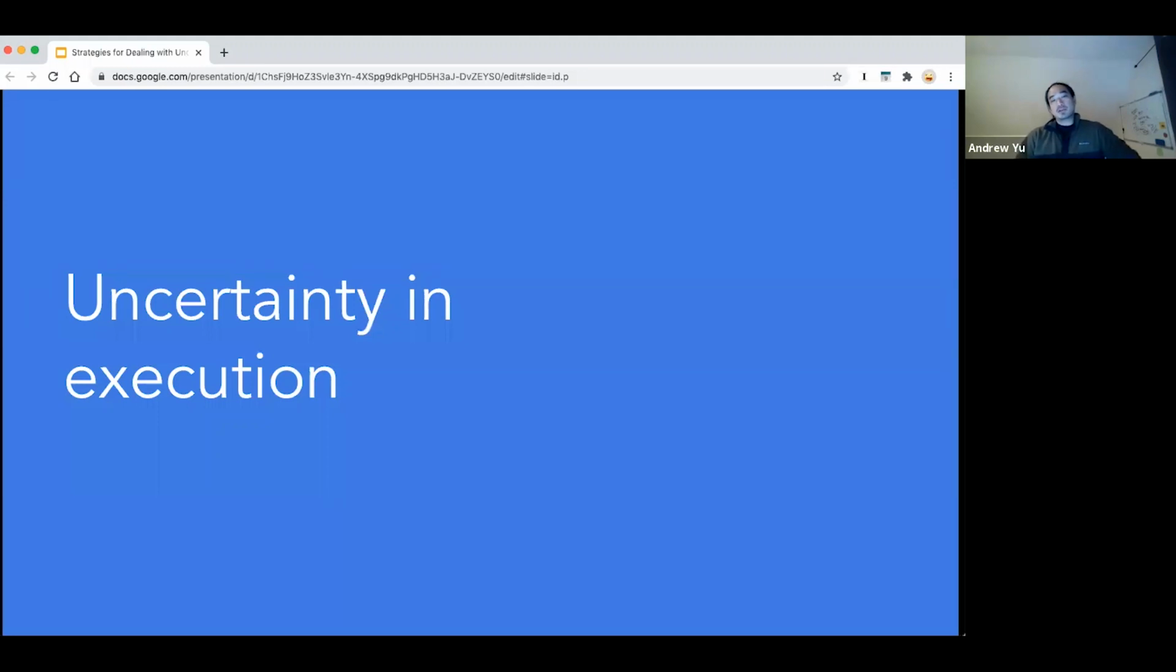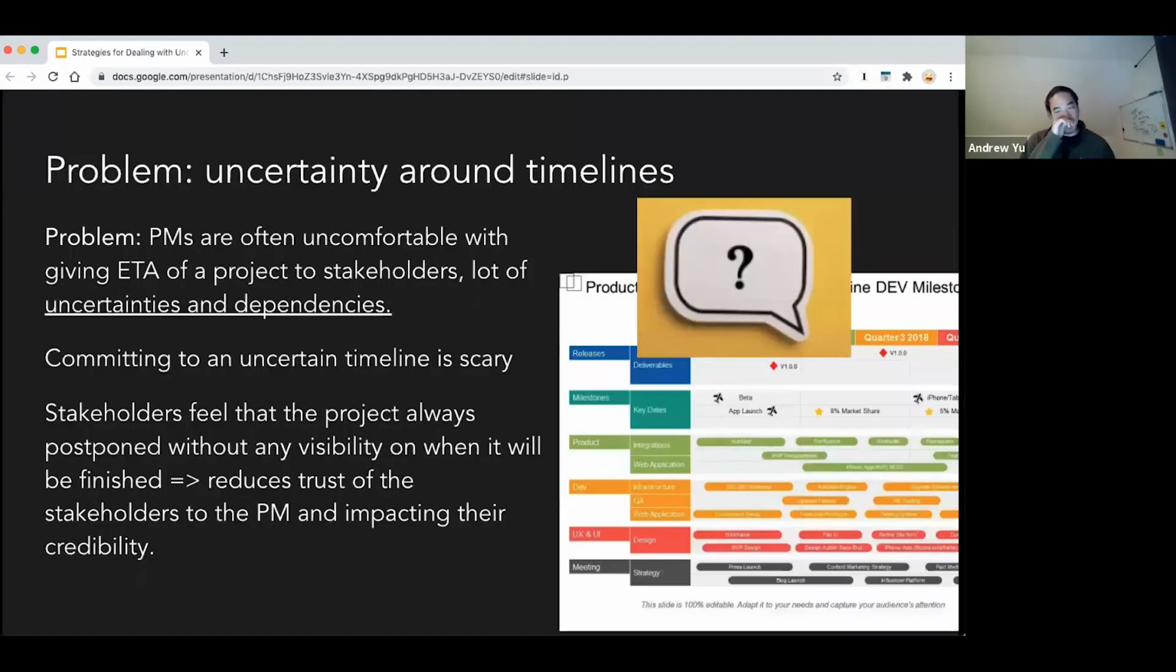Let's talk about actual execution now. So when we start putting together the roadmap, we start putting together the timelines, tons of uncertainty here, right? So let's start with a problem. PMs are often uncomfortable with giving an ETA of a project or an initiative to stakeholders. And why is this? Because there's so much uncertainty and things change all the time.